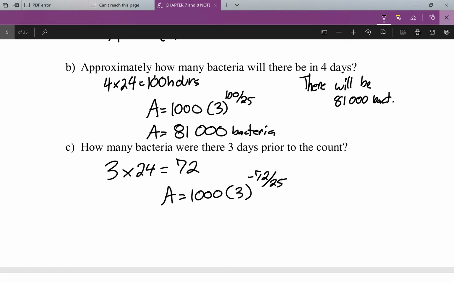I go 1,000 multiplied by 3 to the power negative 72 divided by 25, and this will give me approximately 42 bacteria. Now again, when we're looking at this, we always try to round up the number when we can't split something. So there was approximately 42 bacteria.